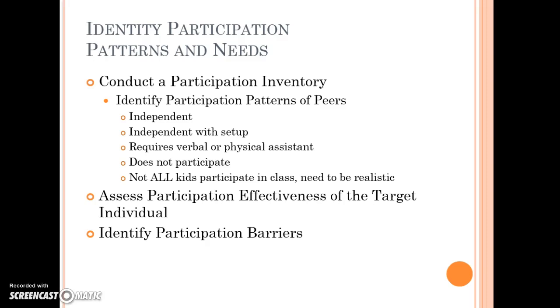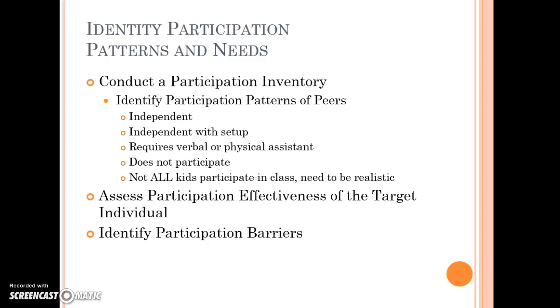What are they doing and communicating independently? What are they communicating independent with setup, which would be if a teacher gives them instructions for an assignment, that would be considered the setup. So then what are they communicating? Do the other students need any verbal or physical assistance to get their needs and wants and display their knowledge and whatnot?